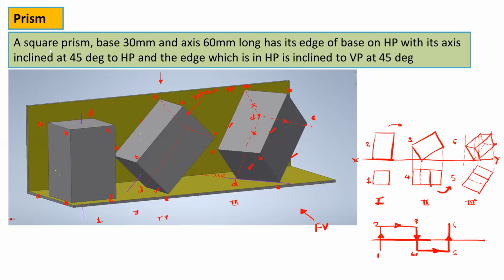Here, a square prism, base 30 mm, axis 60 mm, has its edge in the HP with its axis inclined at 45 degrees to the HP. So here 45 degrees is the axis inclination with the HP. And the edge which is in the HP is inclined at 45 degrees with the vertical plane. That means one inclination was given for the axis and the second inclination was given for this base edge, that is CD. Okay.